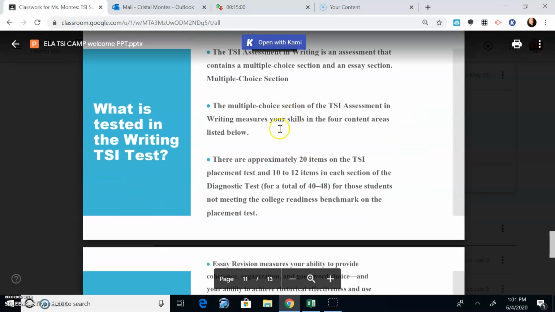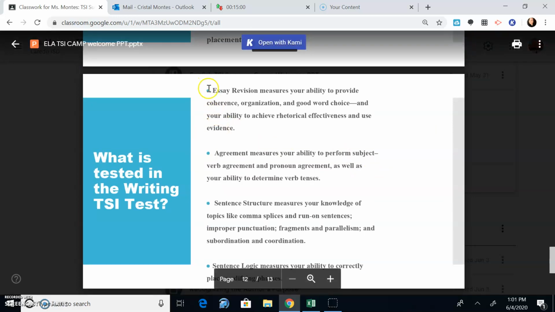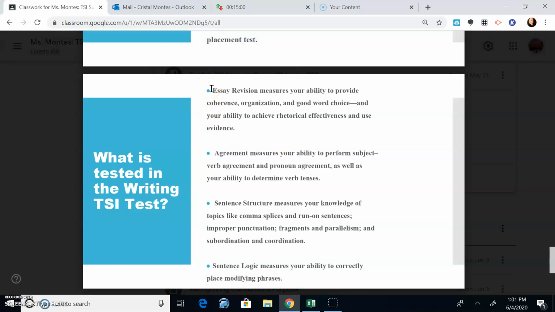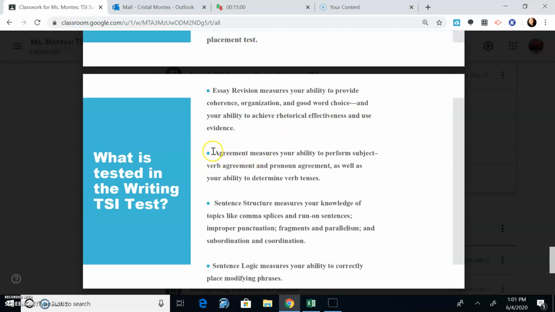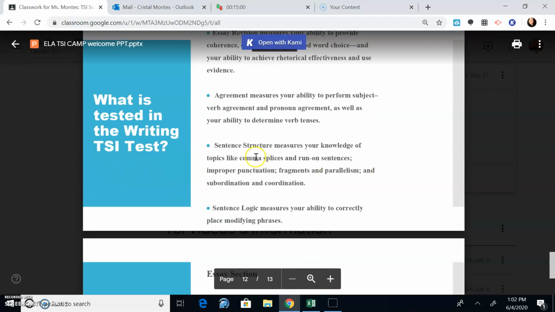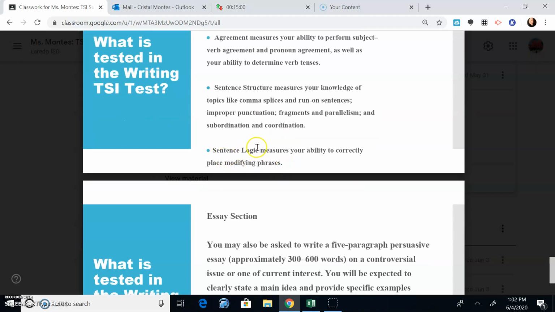For the writing, like I mentioned, you do have your essay. You have 20 multiple choice questions that are revising and editing. And this is what is asked. In the questions, you're going to be asked to revise some passages, but it's going to be in question forms. They're going to ask you on the verb agreement and pronoun agreement. They're going to ask you on sentence structure and sentence logic.